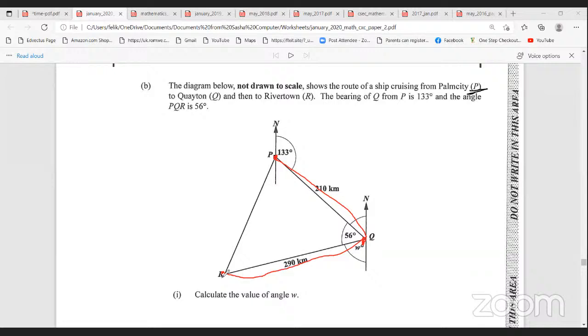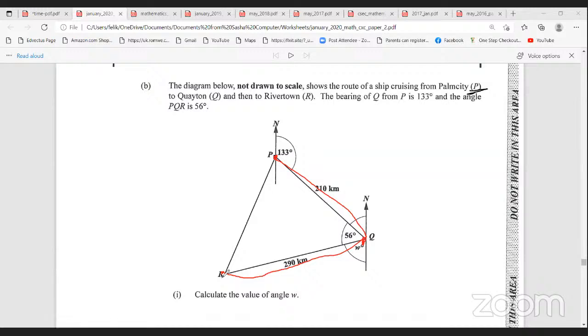The next thing is that they say the bearing of Q from P is 133 degrees. And we can see that that angle is at which point? The bearing of Q from P, where's the 133 angle? Miss, P. All right, beautiful, it's at P. And the angle PQR is 56.